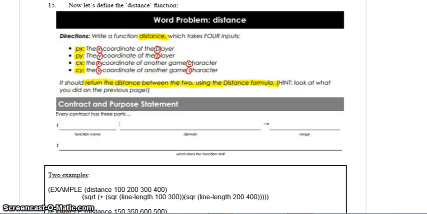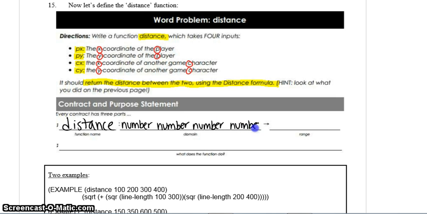So let's start with the contract. Function name is distance. For the domain, let's take a look at what the word problem says about the inputs. It first of all says that there are 4 inputs and they are all either x or y coordinates. So are those numbers, strings, images, or booleans? Those are actually all numbers. So we have 4 inputs and they're all numbers. So we have to repeat the word number 4 times.